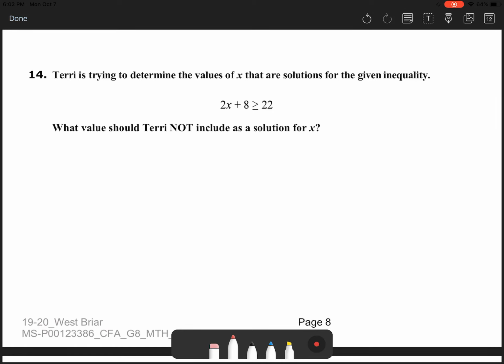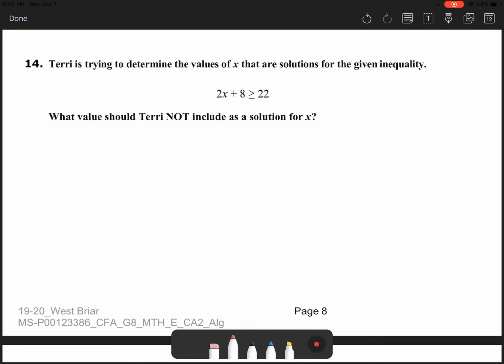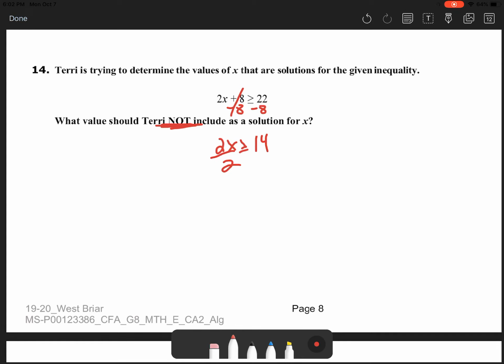Okay, so number 14, last question. It says, which values should not be included? Okay, so in order for me to talk about this, I want to go ahead and graph it too. I'm going to move my values, so that's going to give me 2x is greater than or equal to 22 minus 8. 22 minus 8 will give me 14. Divide by 2, divide by 2. That's going to give me x is greater than or equal to positive 7.